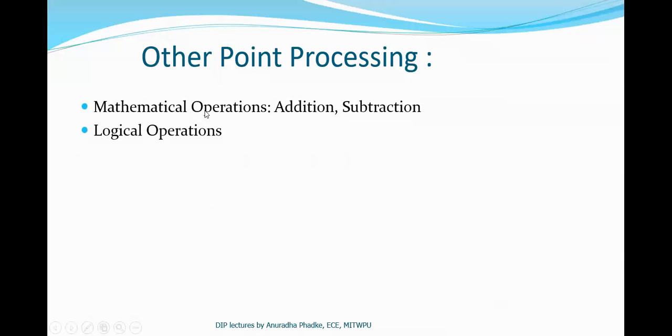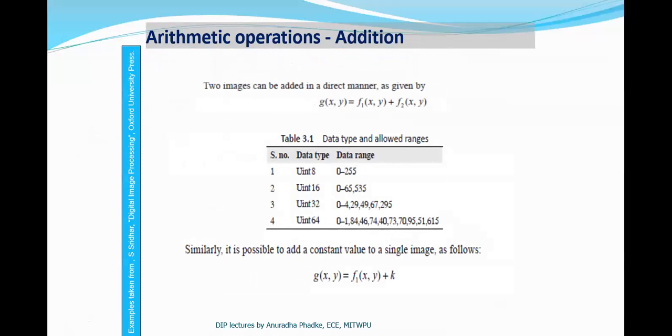Okay, so under mathematical operations, we will be having a look at what is image addition, what is image subtraction. So basically, we can add any two images. Say F1 XY is one image, F2 XY is another image. Then simply by performing point by point arithmetic addition, we can get processed image that is GXY.